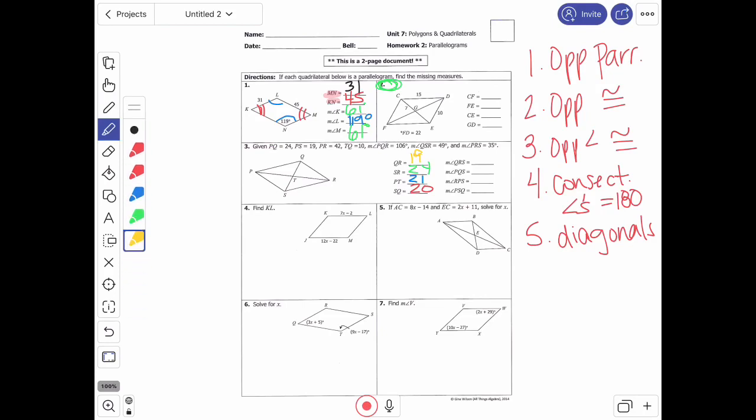So if I want angle PQR, that would be this whole angle. Then if I want angle QSR, it's down here. I'm actually going to make that. Then if I want angle PRS, that would be right this little part.